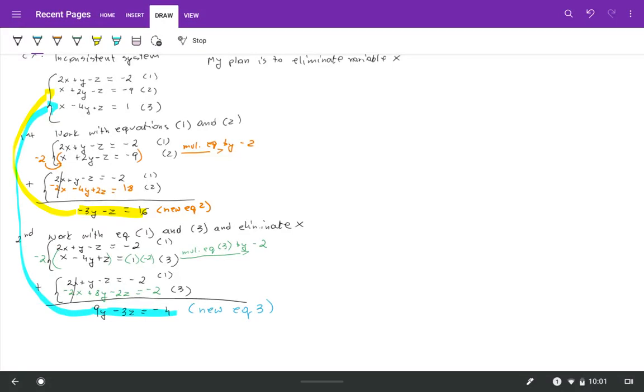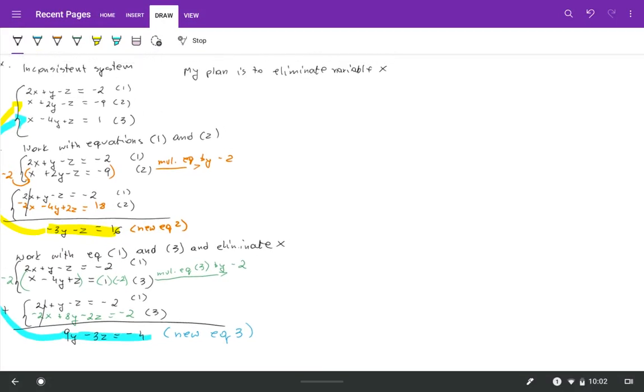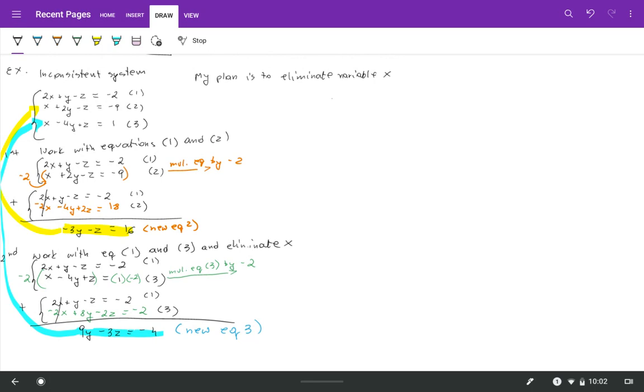So now, third, what we're going to do, rewrite the system after elimination of variable x using the new equations.